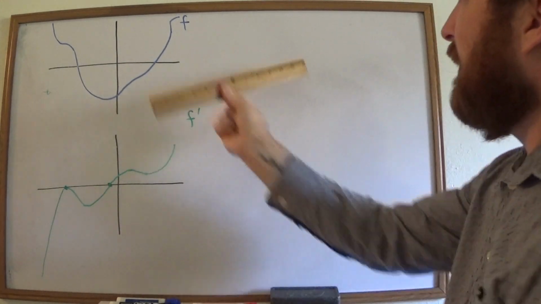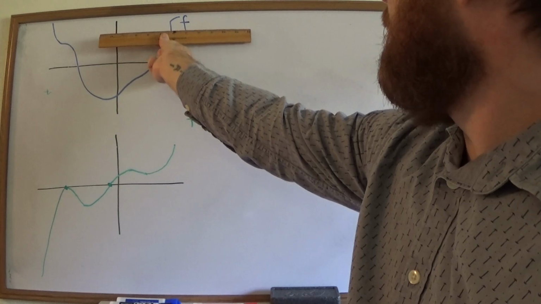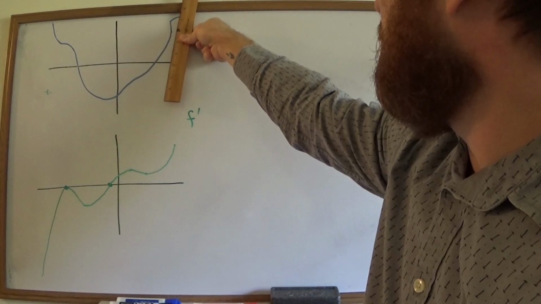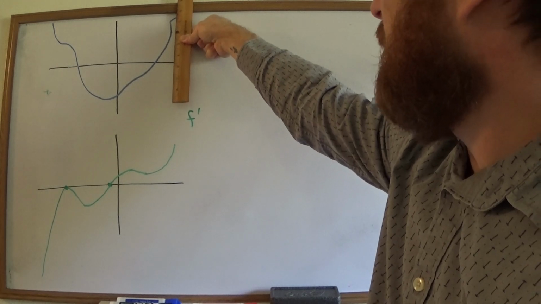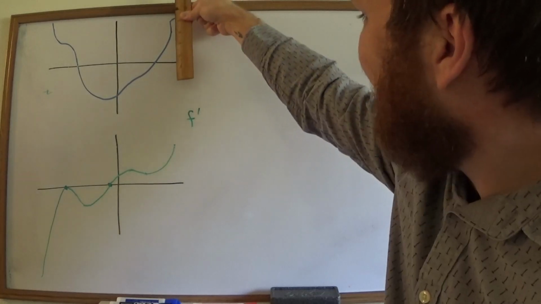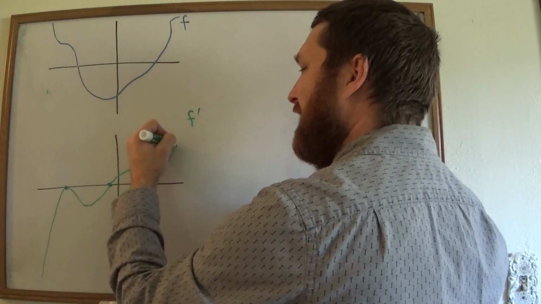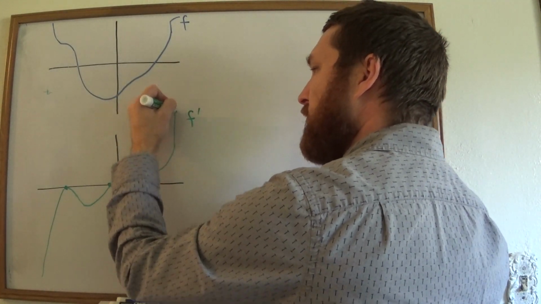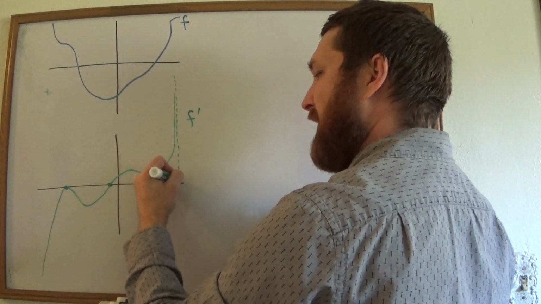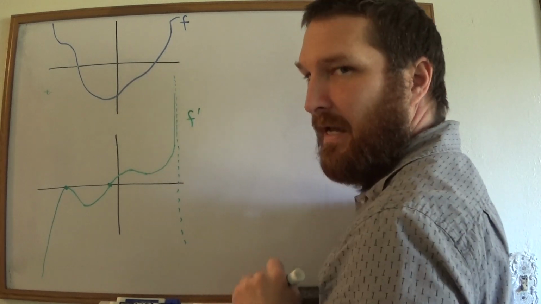Now, if that's 0, and that's 1, and that's 2, and that's 10, and that's 1,000, that's 1,000,000, that's 100 million. When you're exactly vertical, then it must shoot off to infinity. So here at this point, we must have an asymptote.